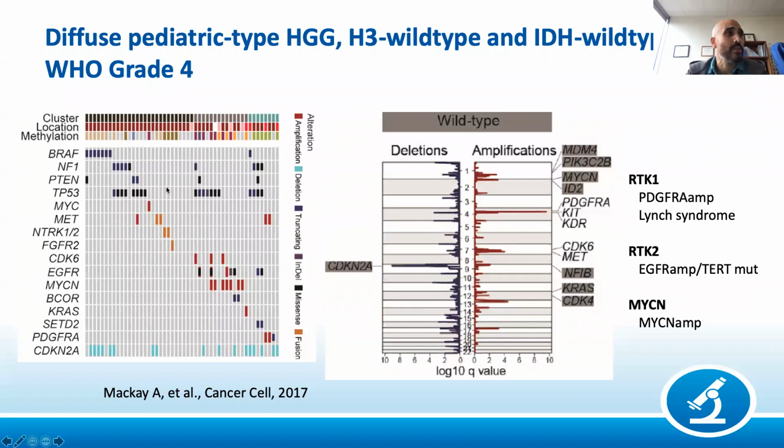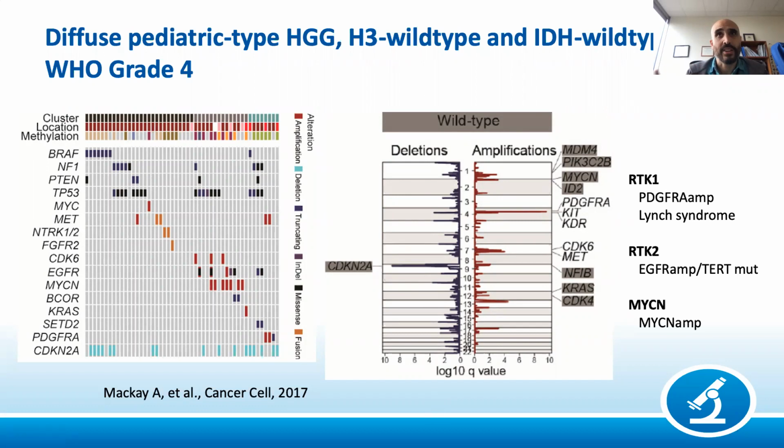You see recurrent involvement of established oncogenic genes like BRAF, FGFR, EGFR, MYC, what have you, but in, like I said, a heterogeneous pattern. They've been subdivided into a couple of different groups, RTK1, RTK2, and MYC, and this RTK1 has an association with Lynch syndrome. And that's really all I have to say about that at this point.